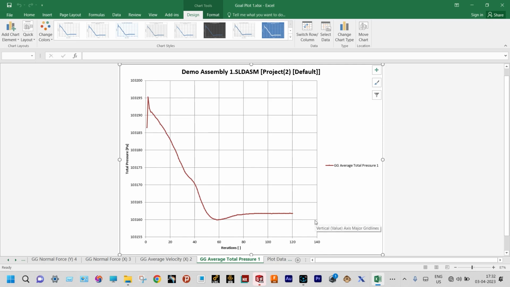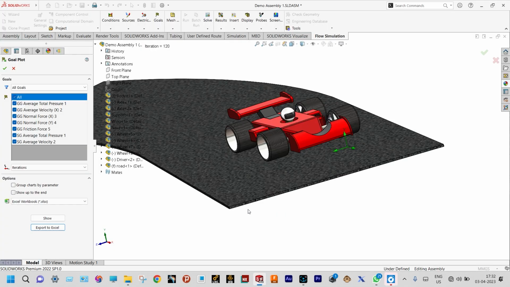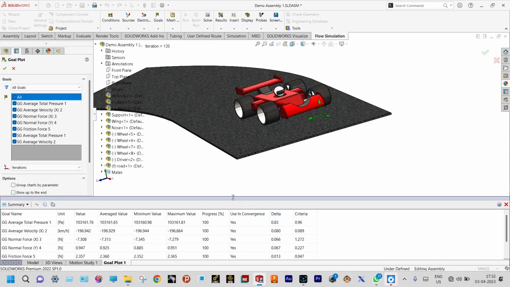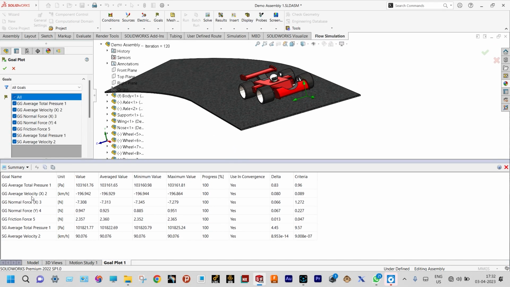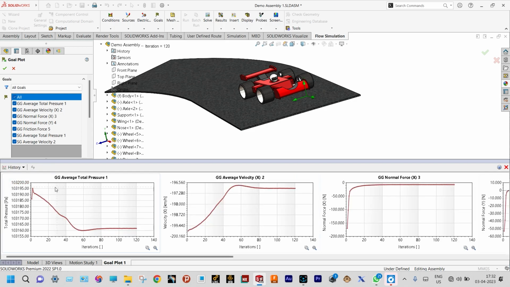Now all this data can be obtained in the same place from SolidWorks also. Let us view all these results. Let us show it. You can see all the results here itself, right? Now all the results can be seen from the summary itself and from history in the form of graphs, right? These are all the results we have seen already before.